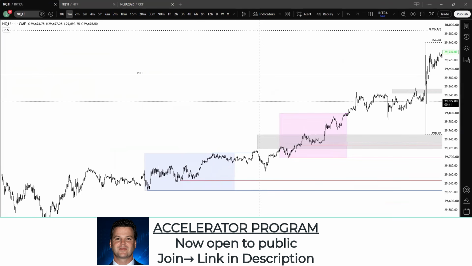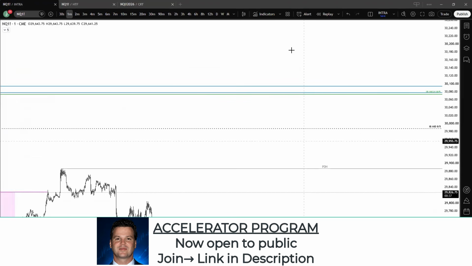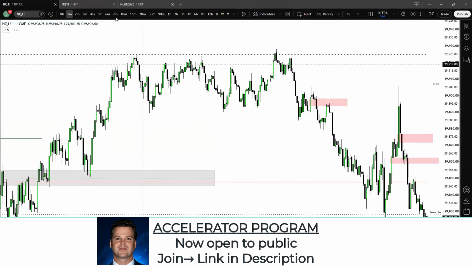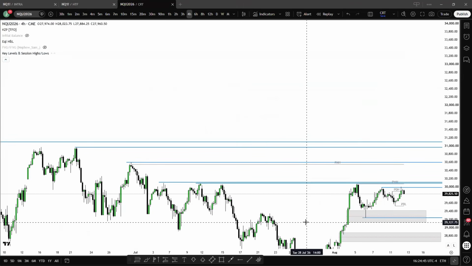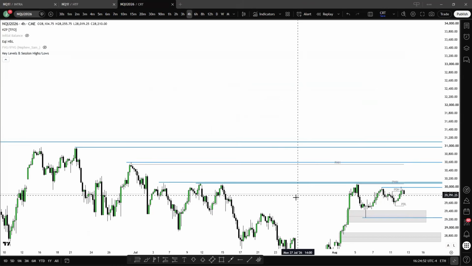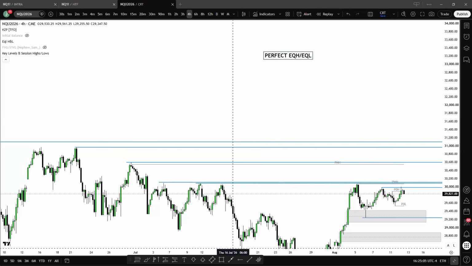So let's kind of go over the key ones. They're easy to understand, so I don't need to show an example. So here are liquidity levels that get engineered during the day that become key levels that we mark out. Okay. Now, the first one is going to be perfect equal highs and equal lows. That's it. Plain and simple. What do I mean by that?